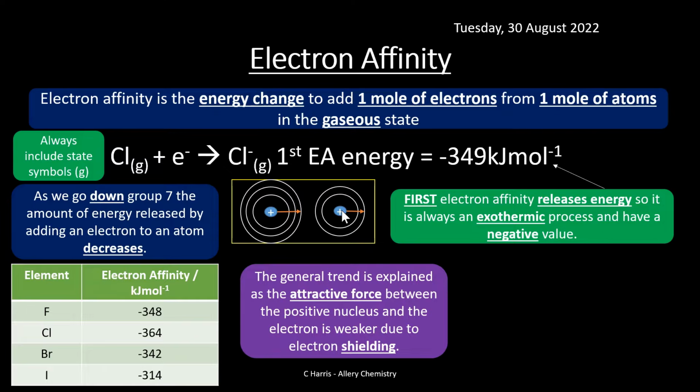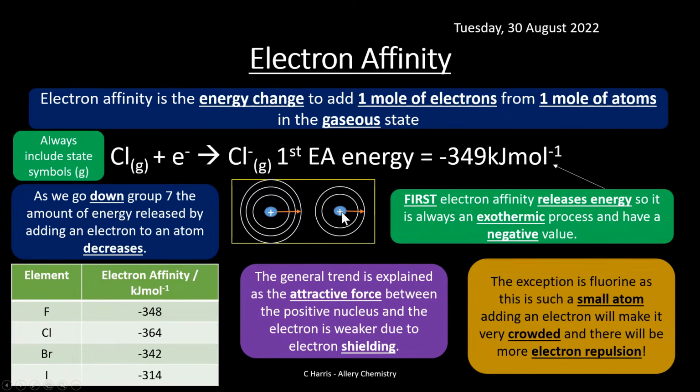So if that nucleus is shielded by lots of electrons, then the attractive force isn't going to be as strong, and therefore the energy given out by adding an electron to it isn't going to be as high. So your iodine is minus 314, and your fluorine, which is this one, is minus 348. So the attractive forces are much stronger here.